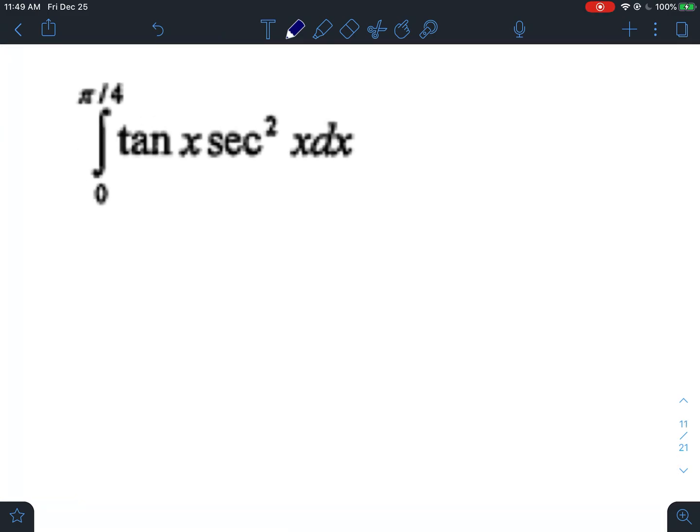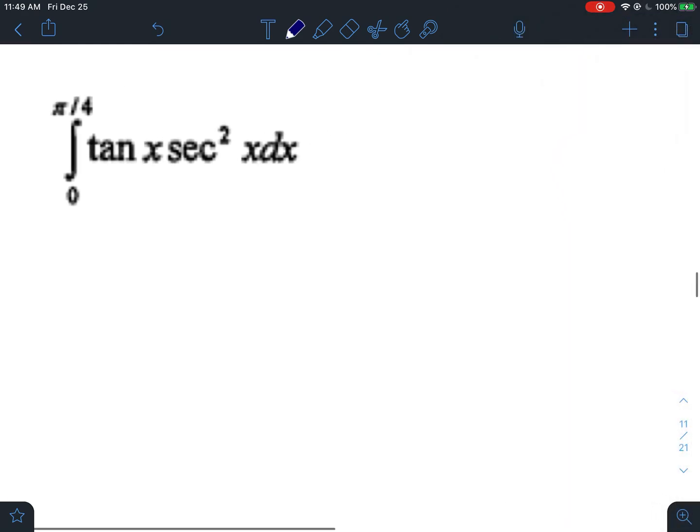All right, let's look at this one. This one's a little bit different. Normally, well, I guess it actually would work the way we would want it to work. If I rewrote this, you've got two options on what you want u to be. You could let u be tangent x, because what's the derivative of tangent x? It's secant squared x, and that's there. Or you could let u be the inside function, secant x, and the derivative of secant x is secant x tangent x, which is also there.